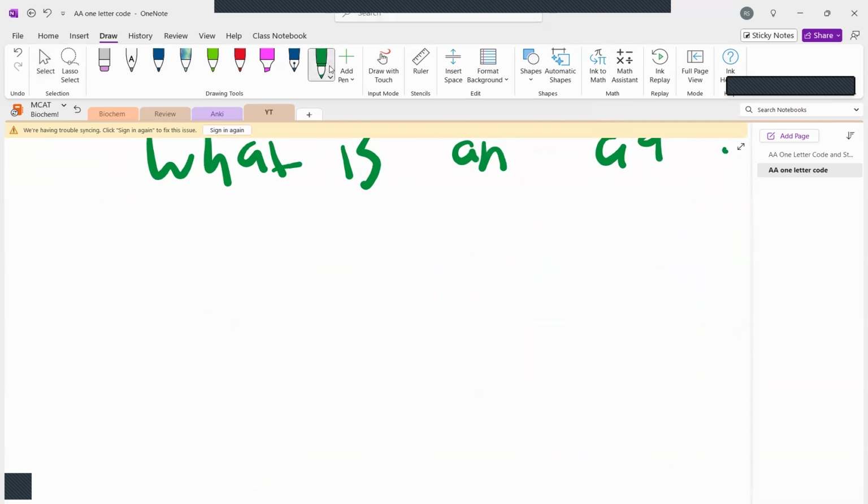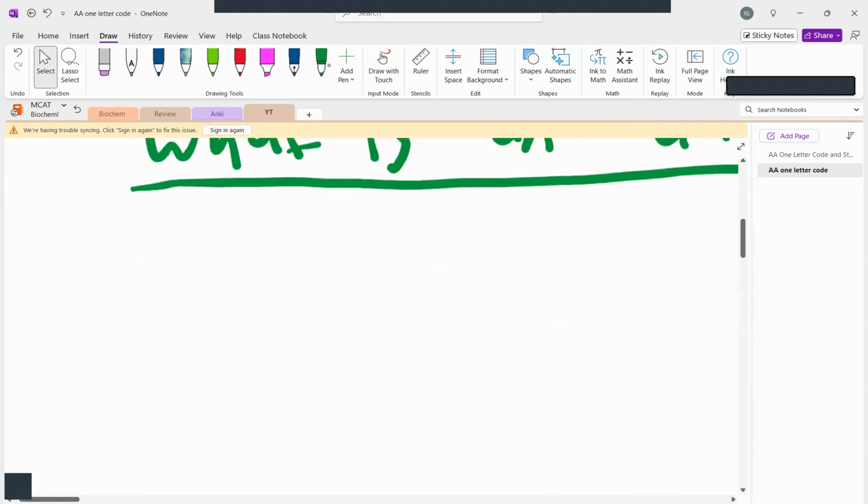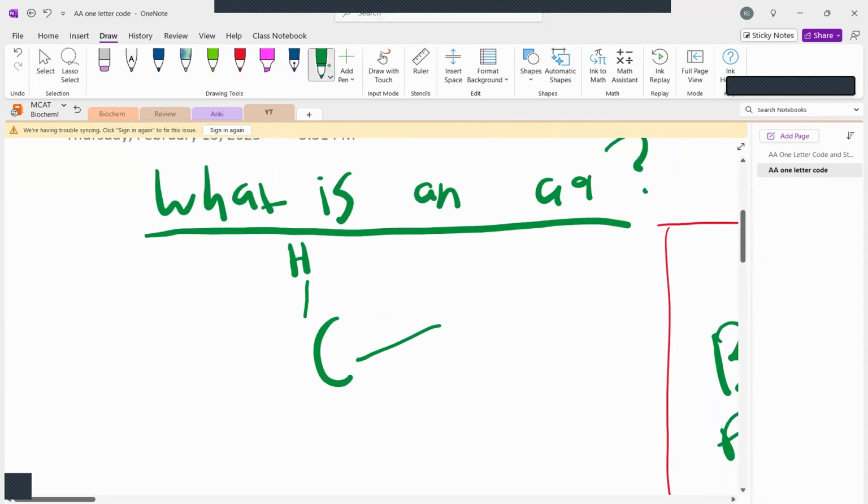So first of all, let's talk about what an amino acid is. Let's talk about its backbone first. It has that one carbon. All of them have that hydrogen, which allows them to fit into space more easily with just that one hydrogen. And then they'll have the carboxyl group.